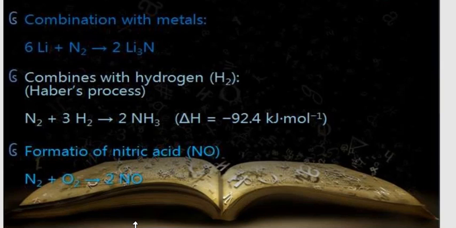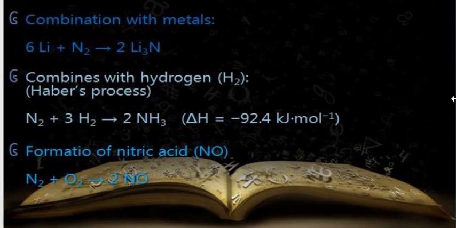And it can also react with oxygen. When it reacts with oxygen, it forms its oxide, that is NO. So this is the reaction of nitrogen with metals and non-metals. When it reacts with the metal, it forms nitrides, and when it reacts with non-metals, it forms covalent nitrides.